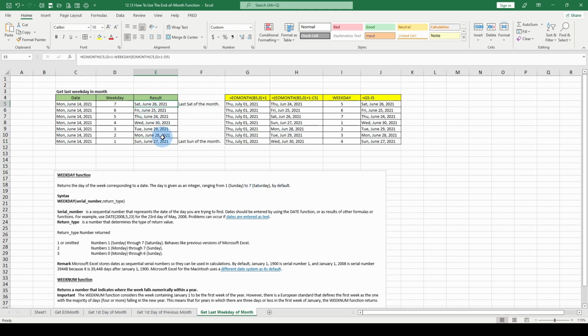Here in the structure, we have EOMONTH(D5,0)+1-WEEKDAY(EOMONTH(D5,0)+1-D5). And really what we're asking for is what is the last Saturday in June of 2021? We know by using this first structure, EOMONTH plus 1, we're going to get July 1st.